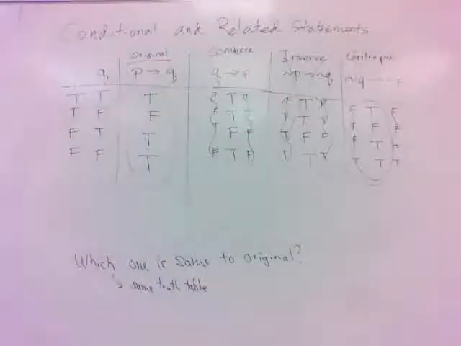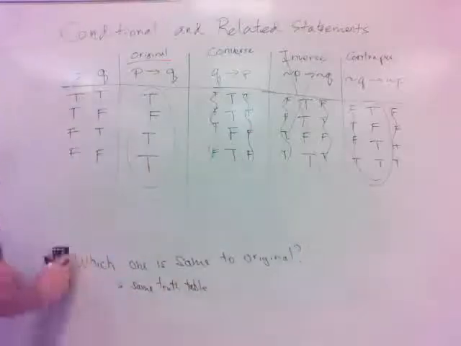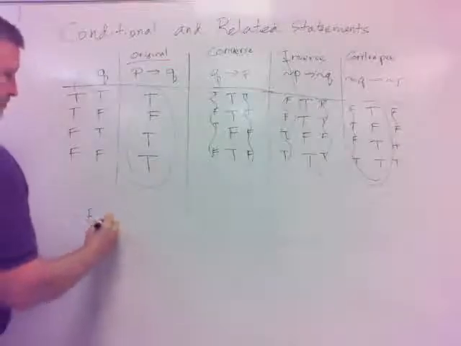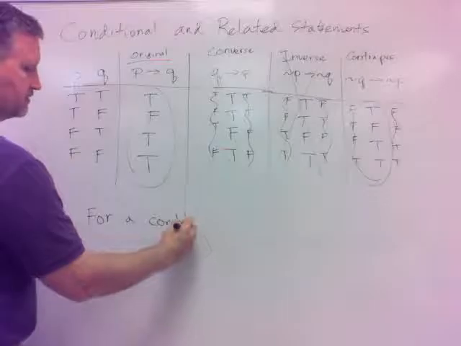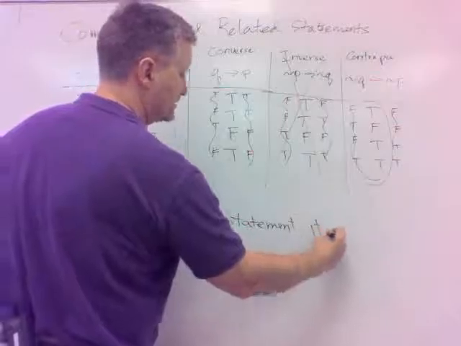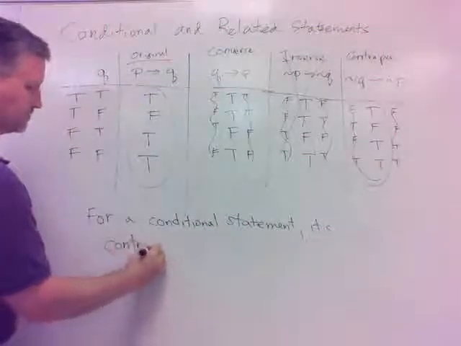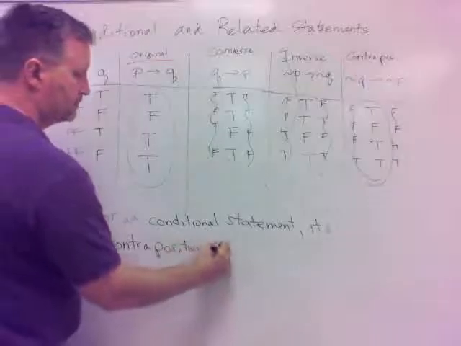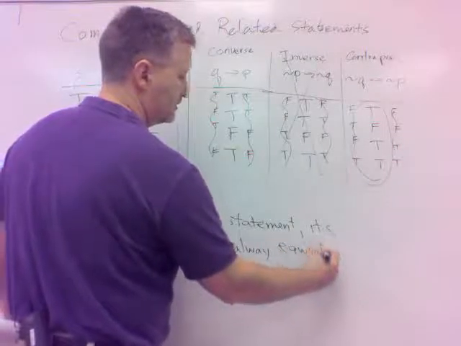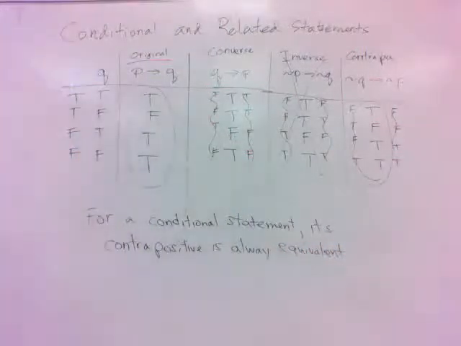Turns out, equivalent to the original statement is the contrapositive. It will always be the case. Those two things say exactly the same thing. Always will be. All right? So, for a conditional statement, its contrapositive is always equivalent. It says exactly the same thing. Okay? So that's what you need to remember.